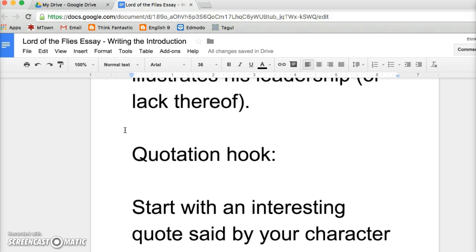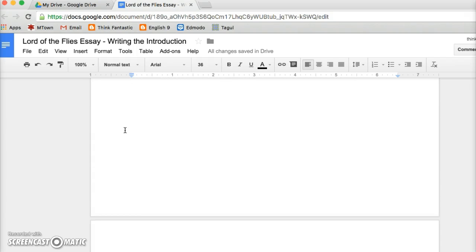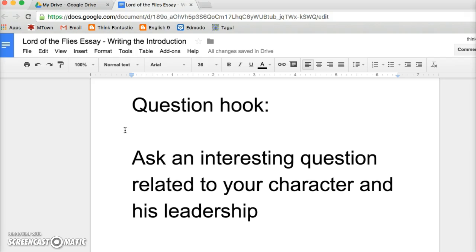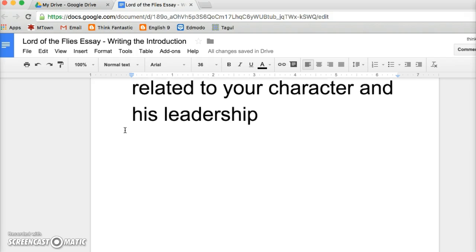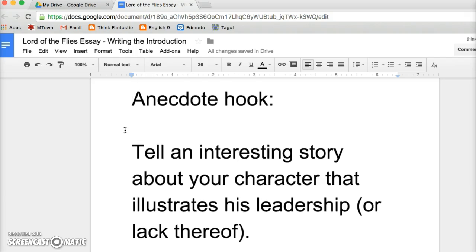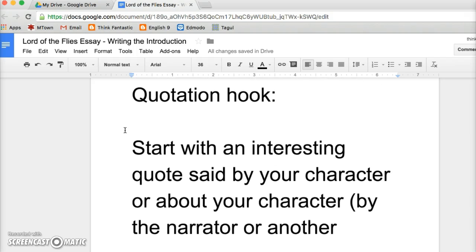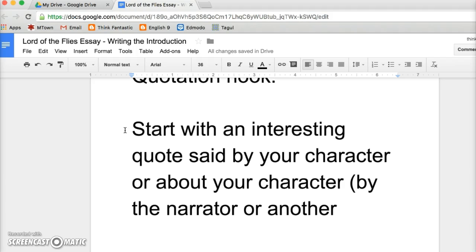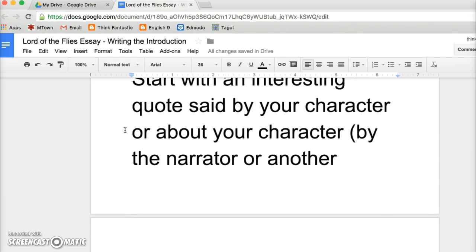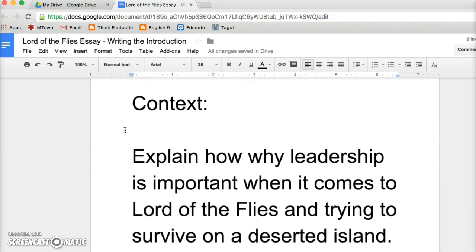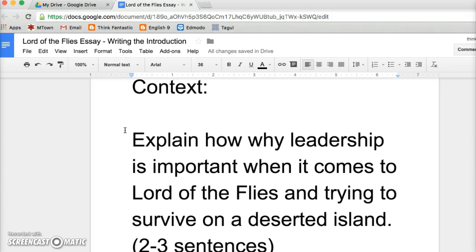So those are the three ways that you can start your essay. Start with an interesting question related to your character and his leadership. Start by telling a story of something that happens in the book that illustrates your character's leadership. And finally, find a good quotation. I'll leave it up to you to decide which one is best, but that'll be the first sentence or two or maybe three sentences. If you're telling the anecdote hook, that one will be a little bit longer, but that'll be how you start. Then, after you've written that, you will find the context.